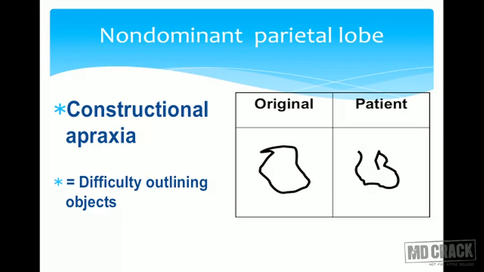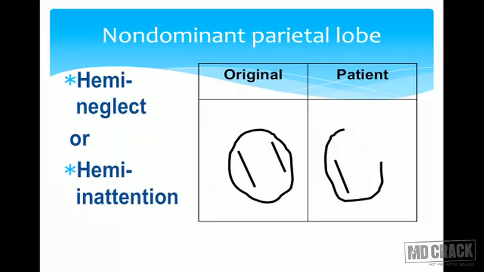This second one also concerns the non-dominant parietal lobe, and you can have a look at this slide. It's called hemi-neglect or hemi-inattention. Hemi is one side, so the person's mind neglects one side. So there's hemi-neglect or hemi-inattention. Have a look at the picture.